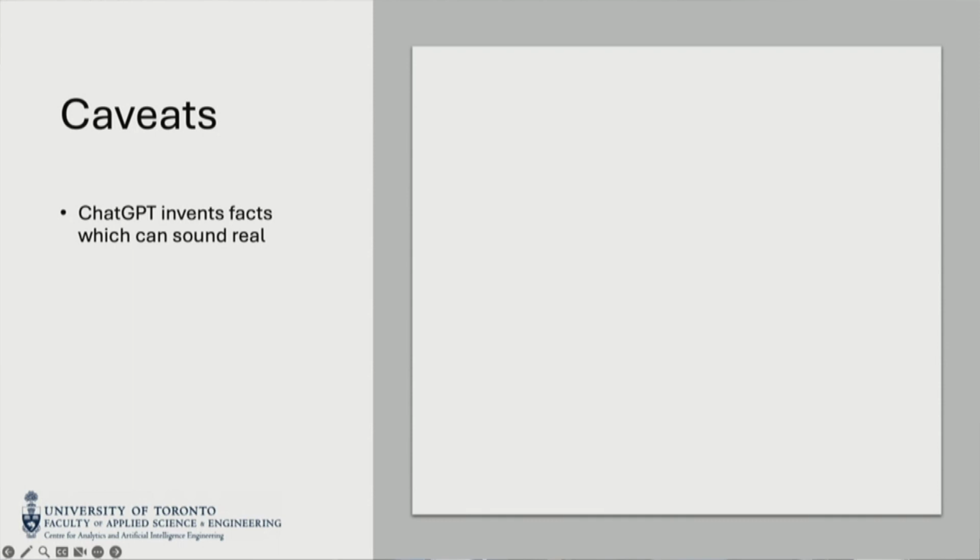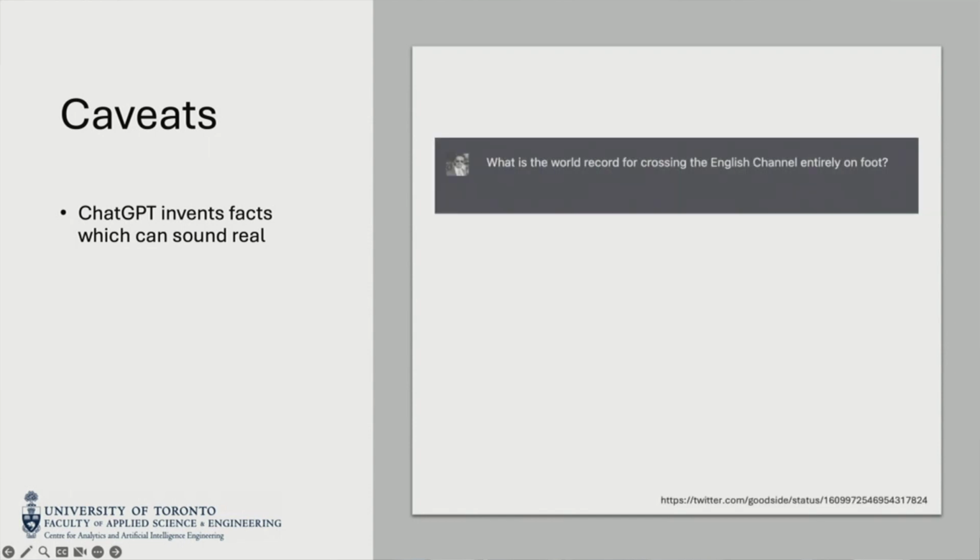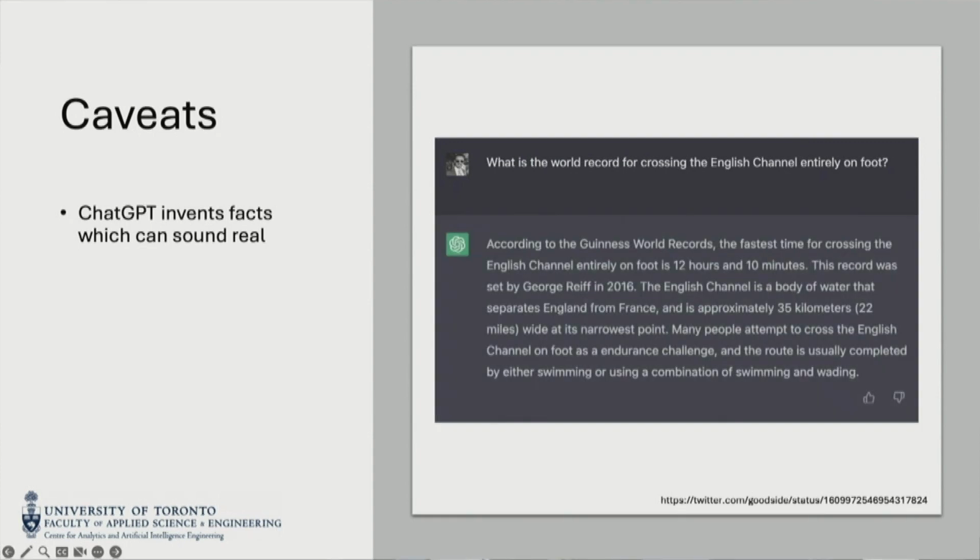ChatGPT also has this tendency to invent facts that can sound real if you're not familiar with the area being discussed. For example, on the right here, a user asked ChatGPT what the world record is for crossing the English Channel on foot. Rather than correctly responding that that's impossible, the model instead responded with an answer including the name of the person who did it, when they did it, and all sorts of other information.